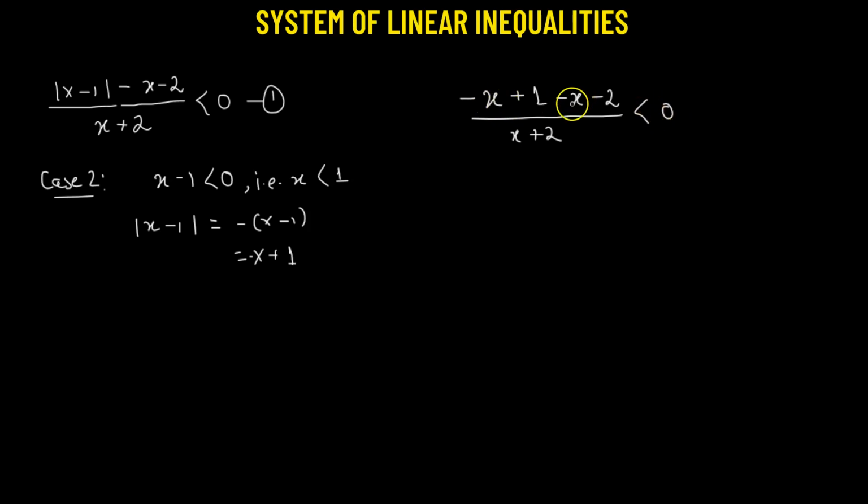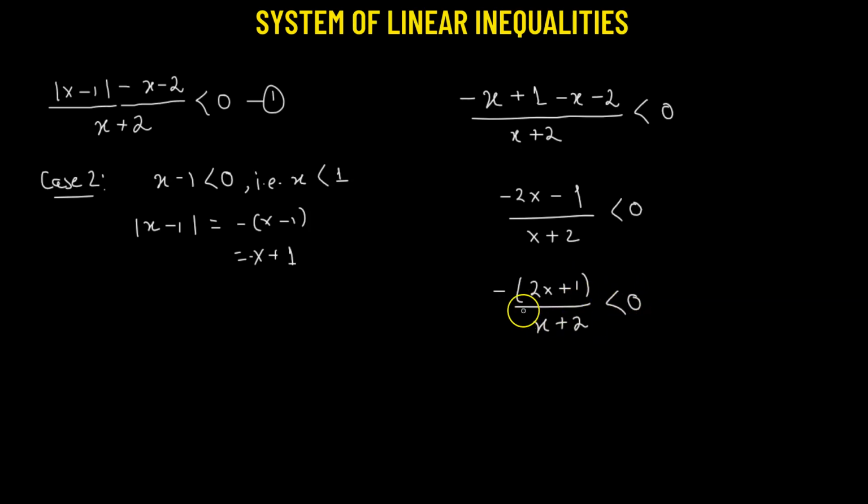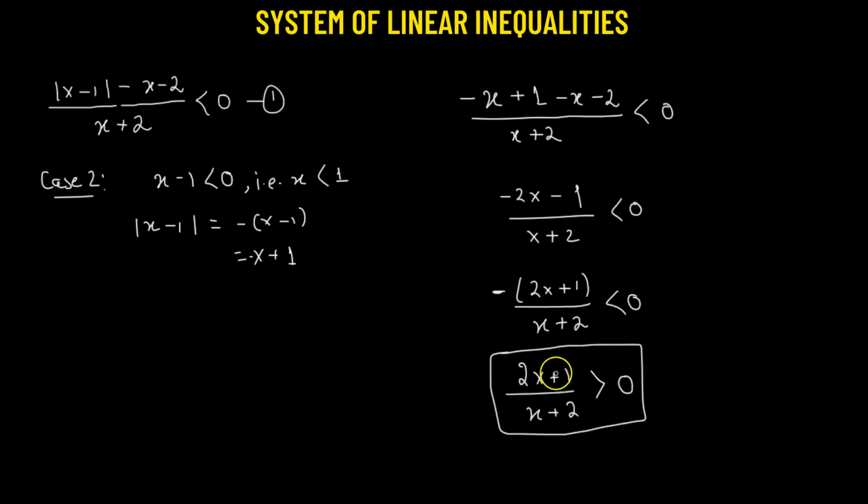So negative x minus x will become negative 2x minus 1 divided by x plus 2. So this is less than 0. We'll take negative as the common factor. So we have negative of 2x plus 1 divided by x plus 2, this is less than 0. And what we'll do, we'll multiply both sides with negative 1 to make this negative positive. But in doing so, we have to be a little bit careful here. Whenever we multiply with a negative number, the sign of the inequality changes. And this will become greater than 0 times negative 1, which is simply 0. So our task will be now to find a solution to this linear inequality.